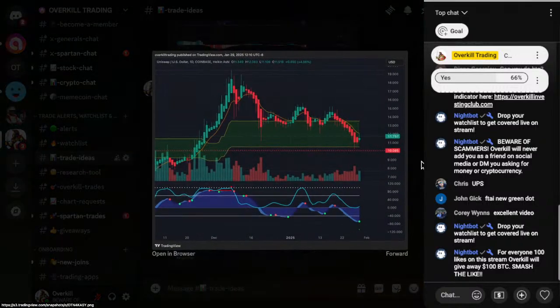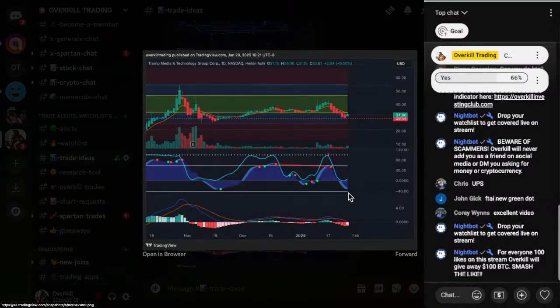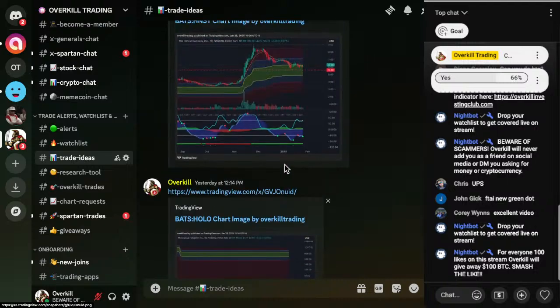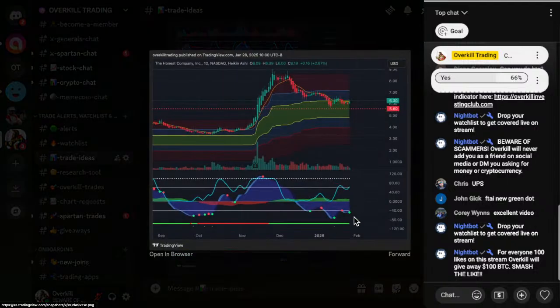I posted Uni there today, and also DJT doesn't have the dot yet, but it is trying to reverse here. You can see how deep the wave is. It's trying to reverse there off at 29, so let's watch that one for a green dot this week. That was a penny stock from yesterday's stream. HNST was one we called out yesterday.